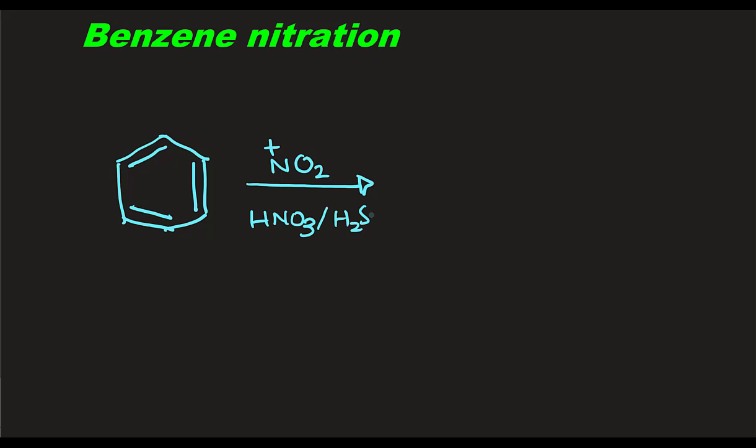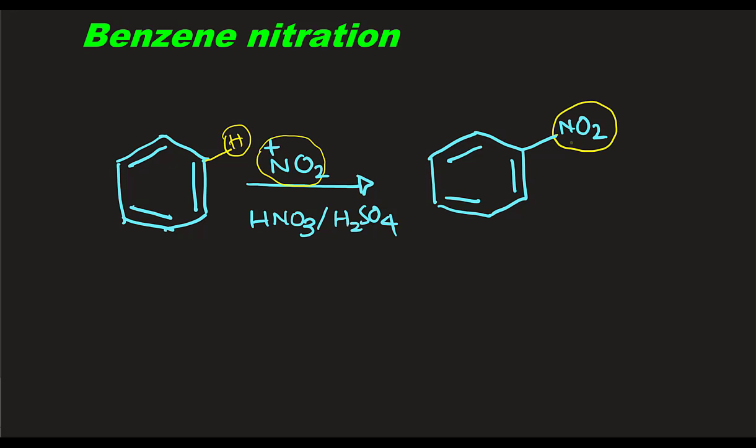Nitration of benzene. We need benzene. The nitration mixture is nitric acid and sulfuric acid 1:1, and it will replace this hydrogen with an NO2, the electrophile. So that's the simplest way to look at nitration of benzene.